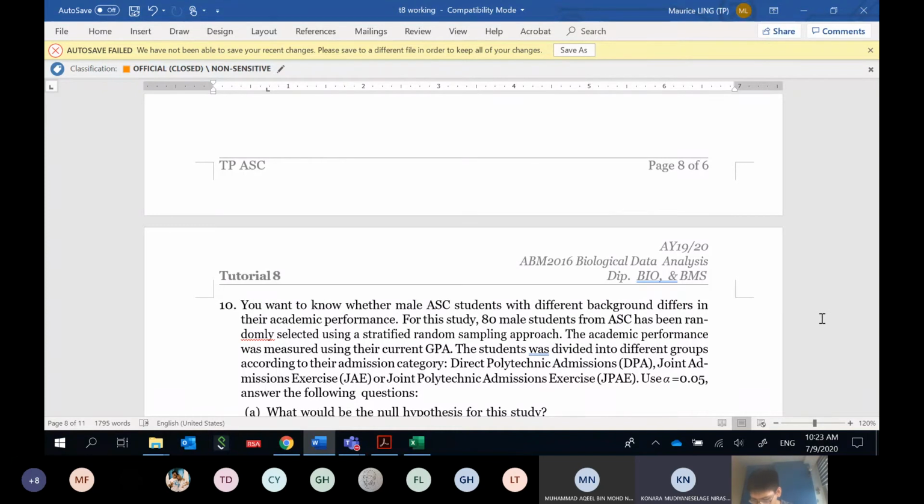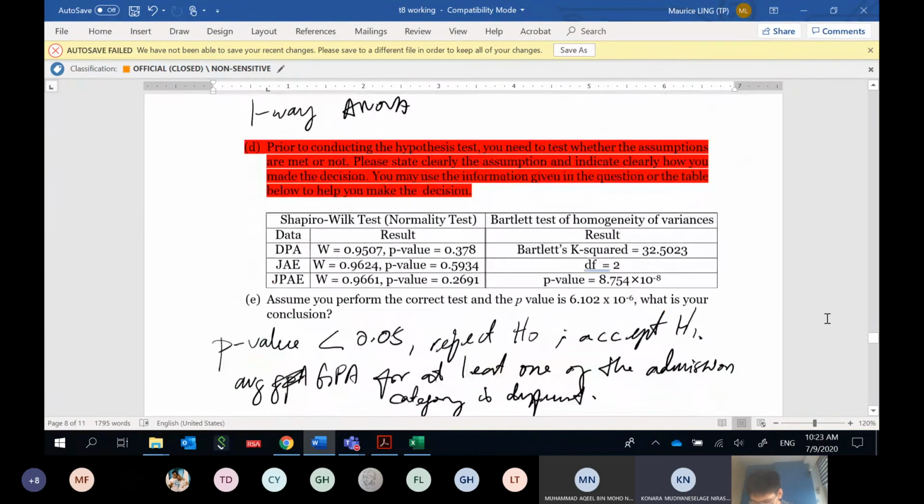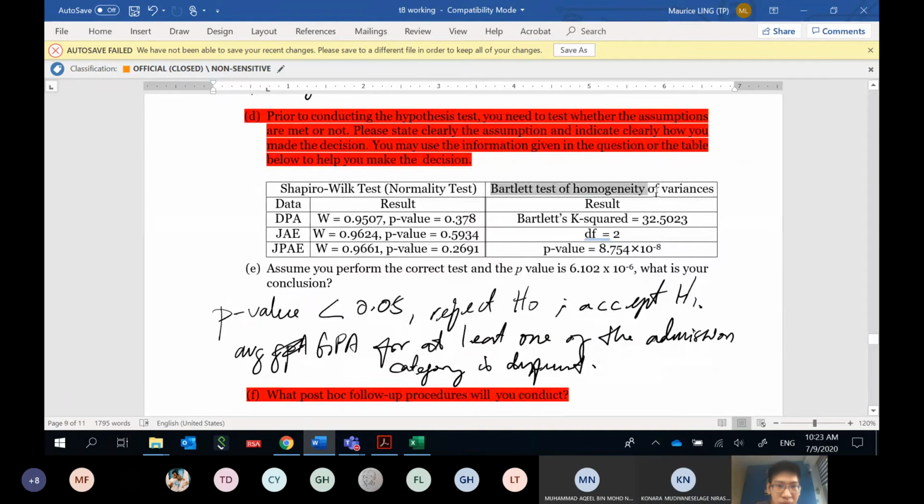Is it the Bartlett test? Right, this one? Bartlett's test for homogeneity of variance. This Shapiro-Wilk test is for normality, to test whether your data is normally distributed. Shapiro-Wilk test is one of them.